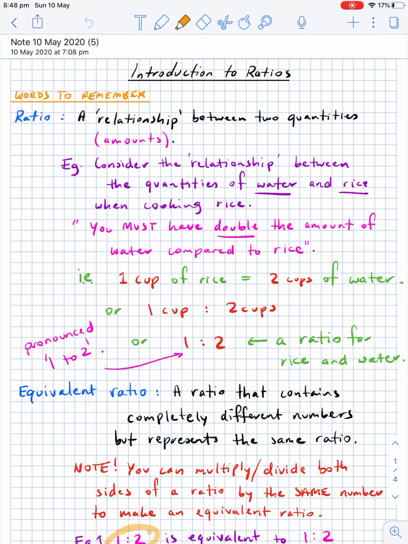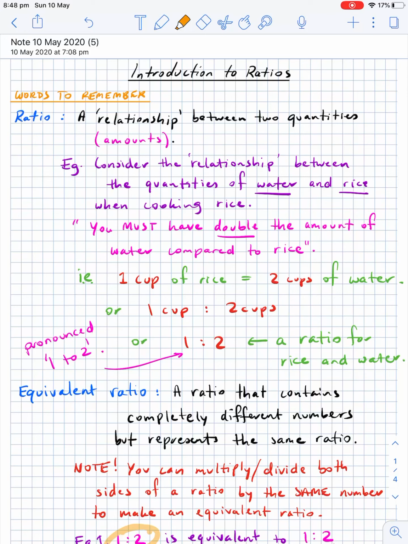Hi guys, so for today's lesson we're going to be dealing with an introduction to ratios. So what do I mean by a ratio? It's a relationship between two quantities, two amounts.